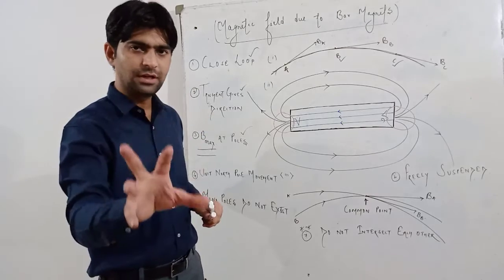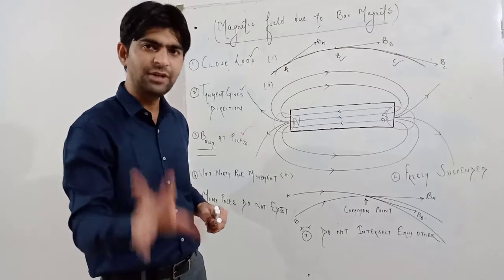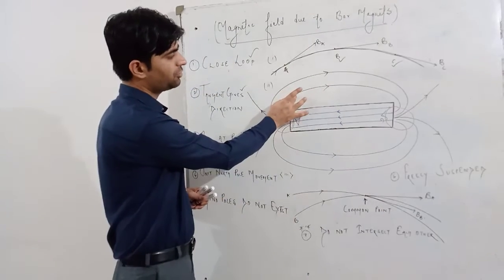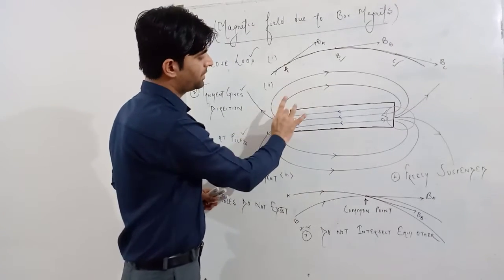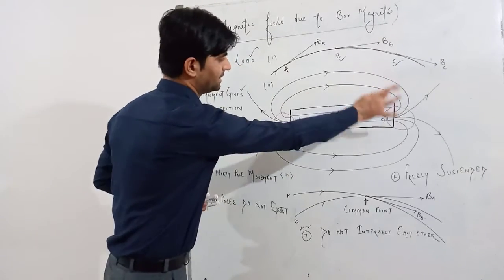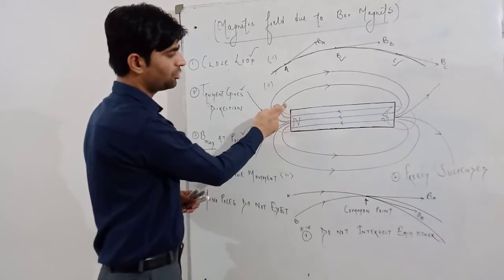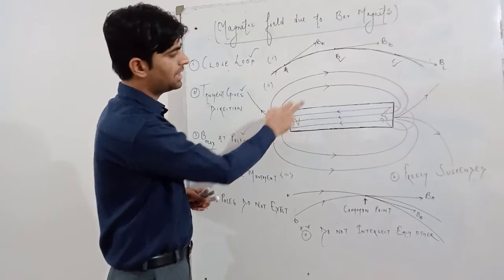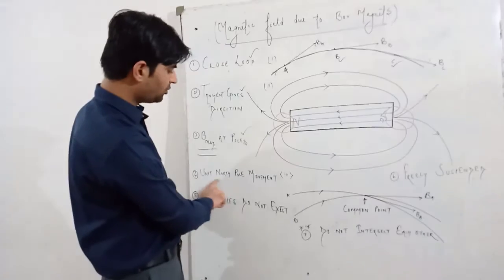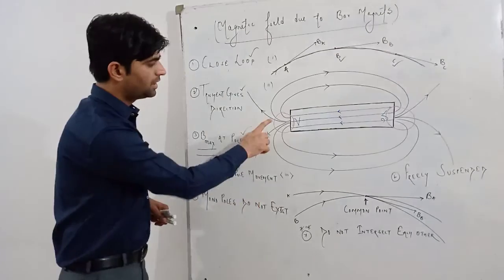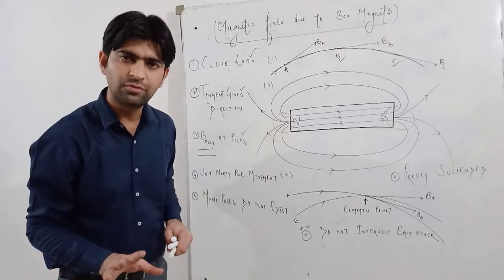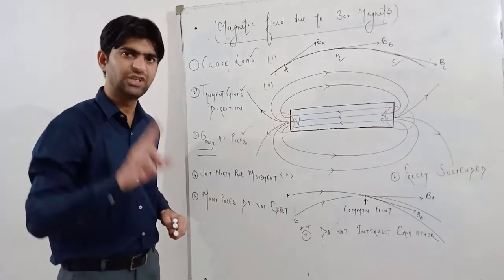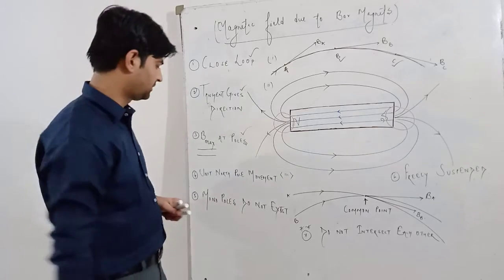So if the unit north pole is free to move, it will move along the direction of magnetic field lines. Suppose I keep a unit north pole here, it will move along the direction of magnetic field lines. If I keep a north pole here, north poles will repel each other. That property we'll see a little later. So north repels north, and north and south attract each other. So unit north pole movement, that means what? If a unit north pole is free to move, it will move along the direction of magnetic field lines.